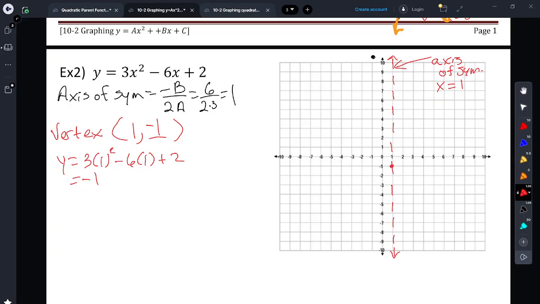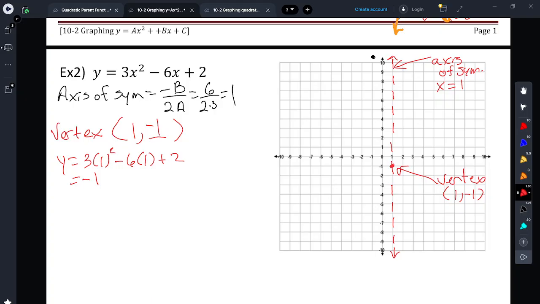So there's my vertex, right? I'm going to label that. Vertex is at 1, negative 1. If you don't label tonight, then they're going to have to just eyeball it to try to figure out what you had. And if they can't figure it out, it's wrong.